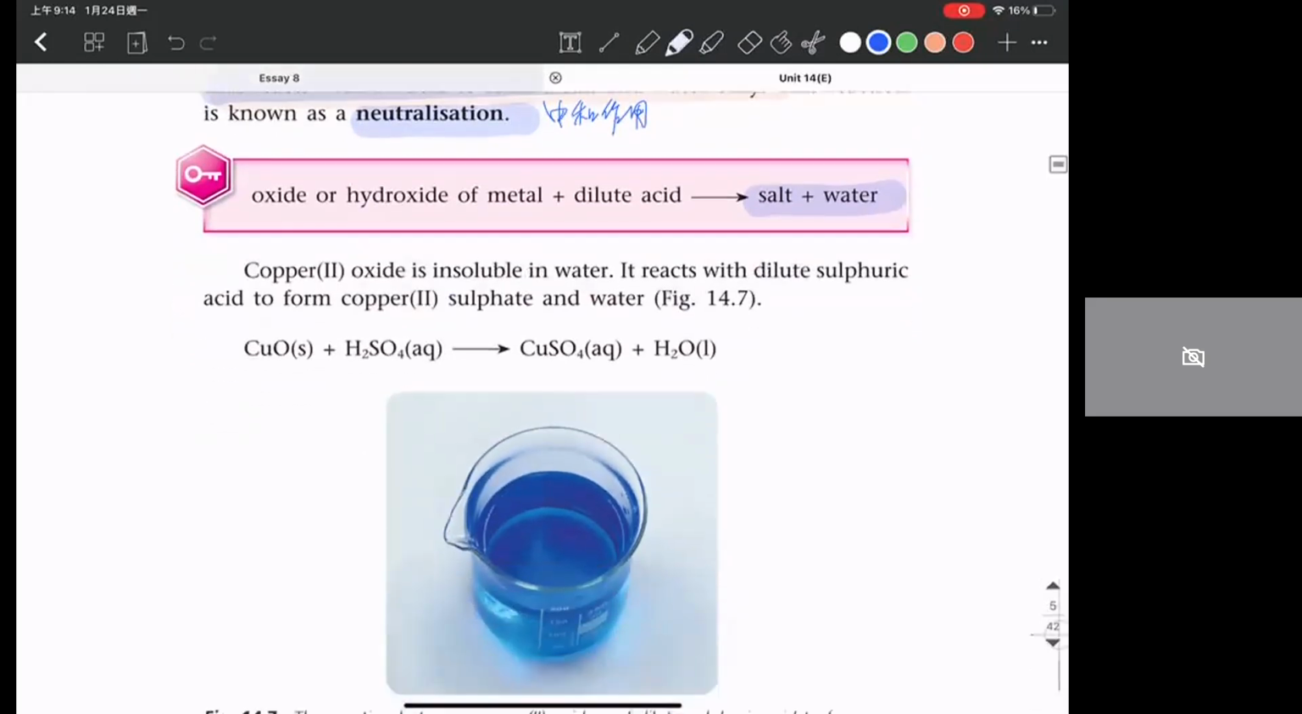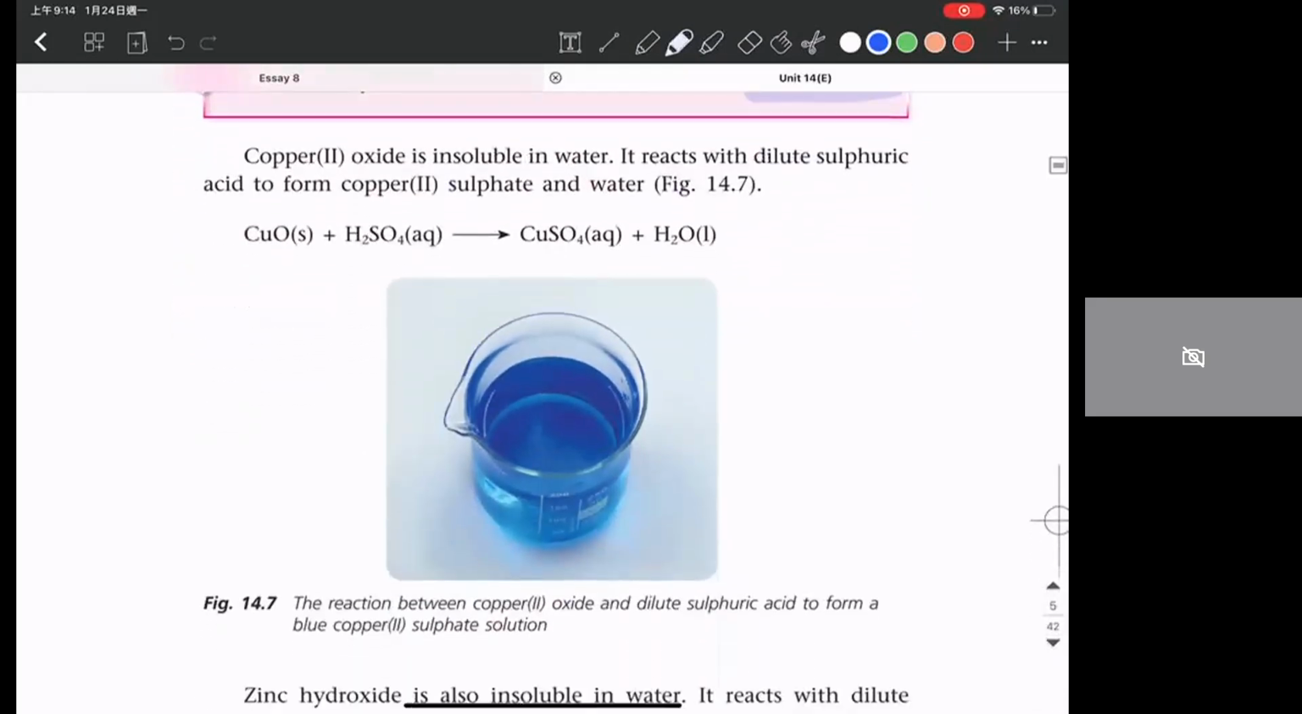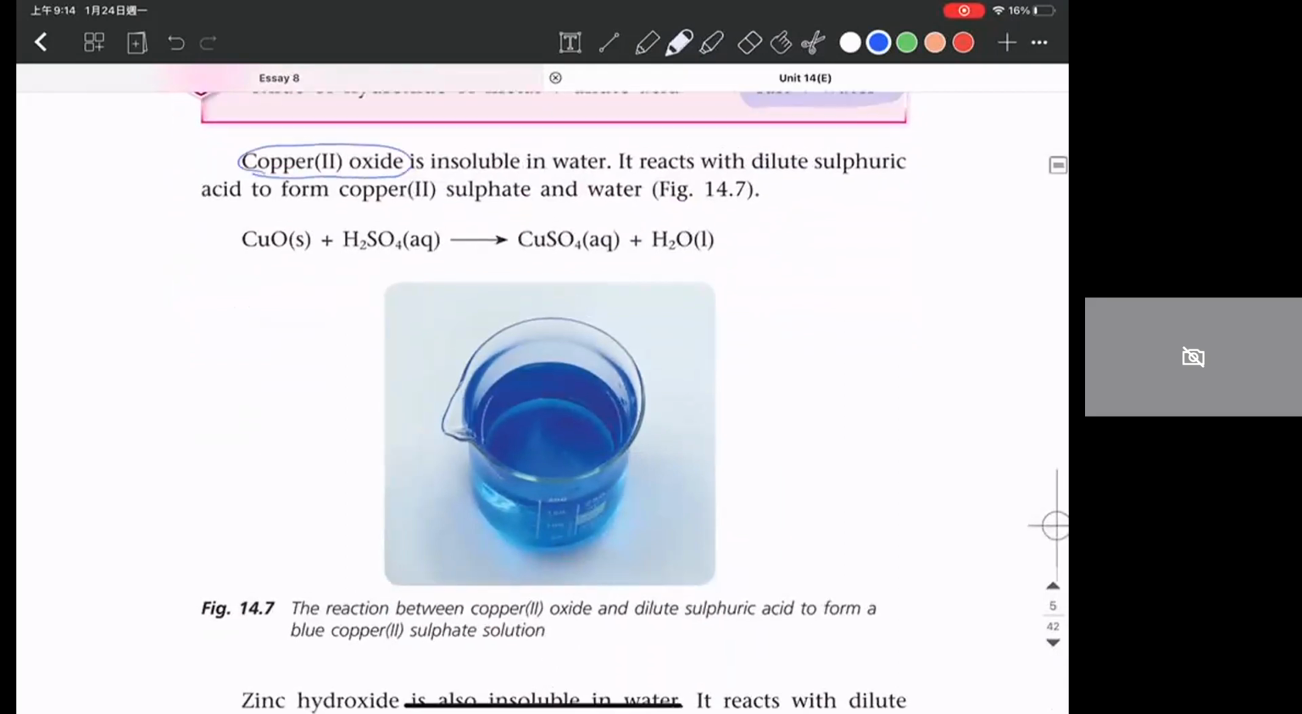So you will be given this one as an example. Copper(II) oxide is insoluble in water. Just remember the color of copper(II) oxide: it is black. It does not dissolve in water, but it dissolves in acid. Indeed, it's not really dissolution in acid, it's a reaction. It reacts with dilute sulfuric acid to form copper(II) sulfate and water. Because we have copper(II) ion in aqueous solution, it appears blue. So we call it a blue solution. You may find this one as an example.